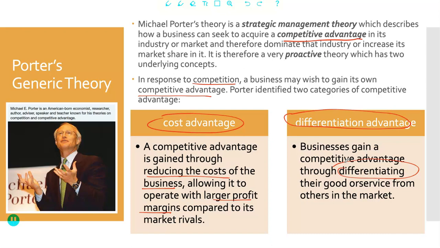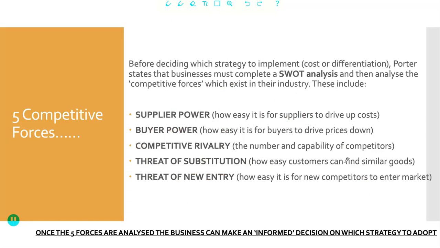Now, why do we call this a generic strategy? Because Porter outlines that this can work for any business. If they adopt one of these, they should obtain a competitive advantage. So we're not going to talk about specific industries or really specific examples, because these are generic theoretical advantages that all businesses could try to adopt. Now, before deciding which strategy to implement, cost or differentiation, because as we will talk about later, you shouldn't try and do both, it won't work.